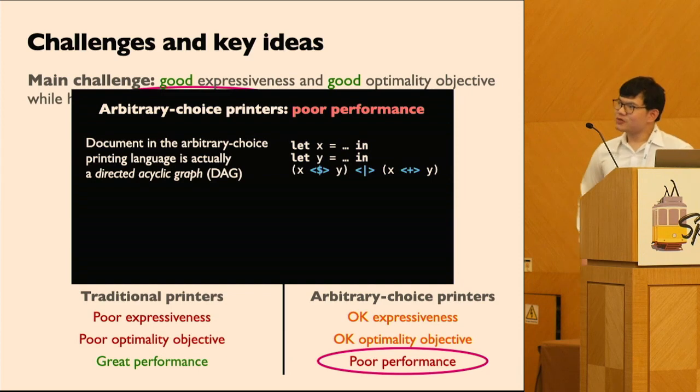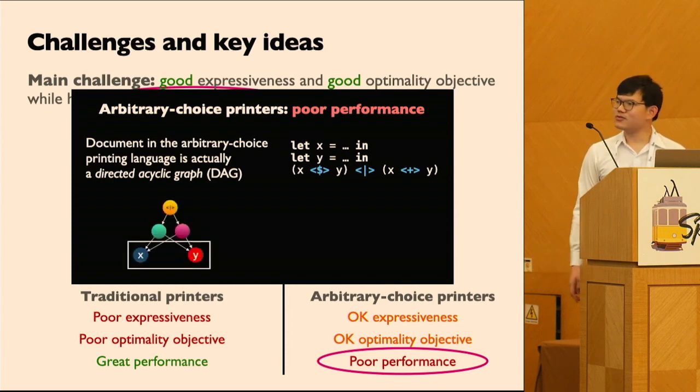For example, if I have this document on the right, it creates a choice between two ways to format X and Y, where X and Y can be arbitrary documents. And if you write this down diagrammatically, it looks like that. X and Y are shared, they are reuses.